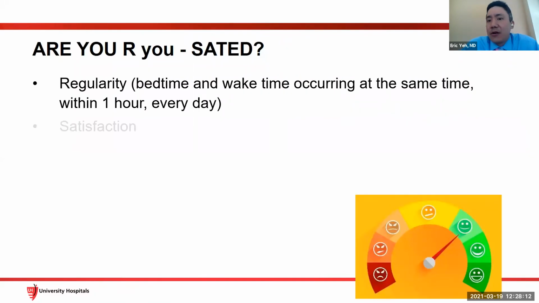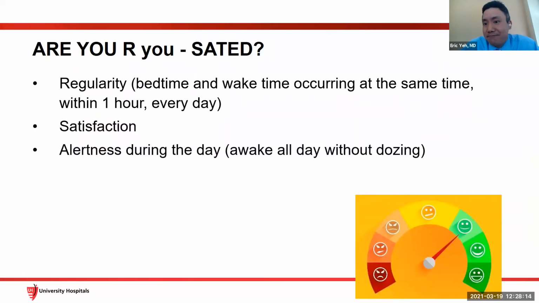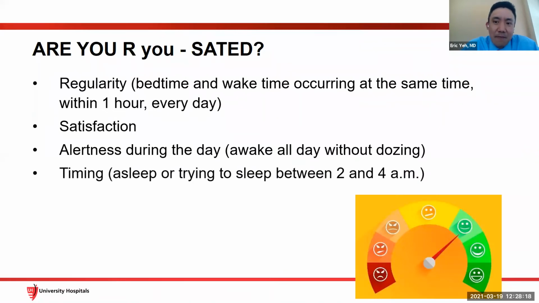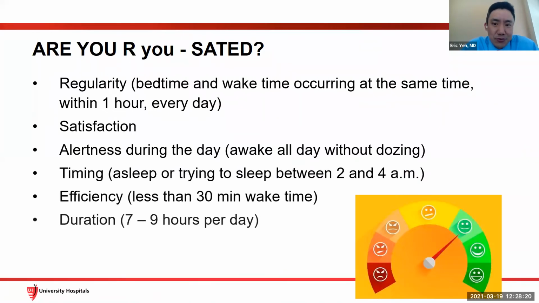So I would encourage all of you to take a moment to rate these 6 questions between 0, 1, and 2. You can write it down, and we can probably review that at the very end. This is a thing that we try to push out, to just evaluate everyone's sleep health. Are you satisfied with your sleep? First of all, regularity. Is your bedtime and wake time occurring around the same time?